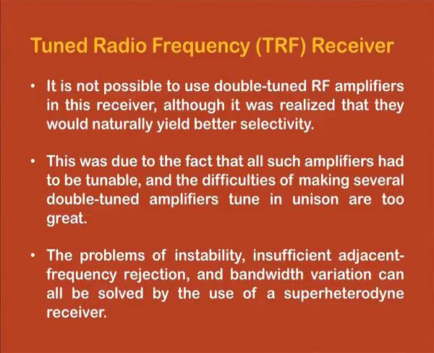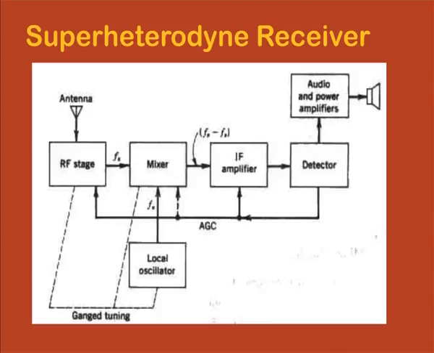So, the problem of instability, insufficient adjacent frequency rejection, which is the insufficient selectivity, and bandwidth variation can all be solved by using a second type of receiver which we call superheterodyne receiver. Here in this slide we can see a block schematic of a superheterodyne receiver.